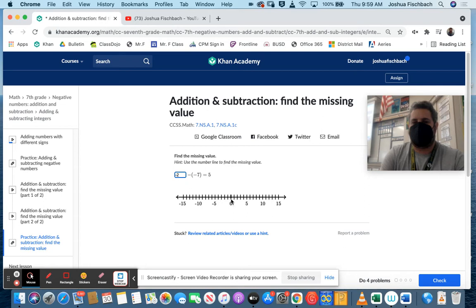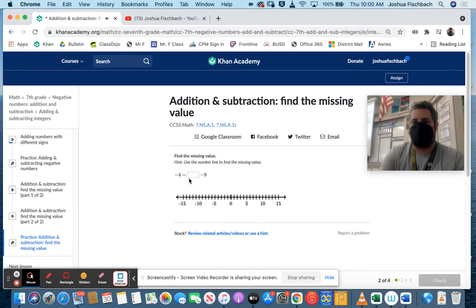So if you start at 0 and you move 2 to the left, and then you move the opposite of -7, which means move 7 to the right, you end up at 5. Hence, this is a correct answer. -2 take away -7 is equal to 5, because -2 plus the opposite of -7, which is plus 7, is equal to 5. And that's how you do it.